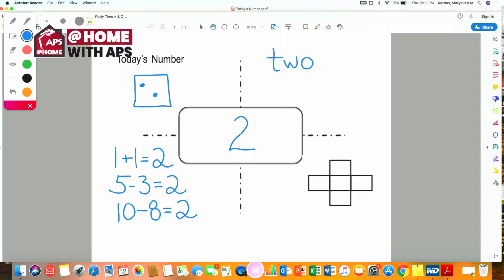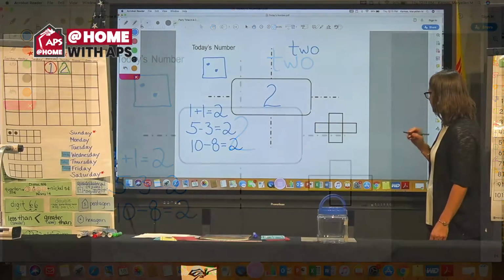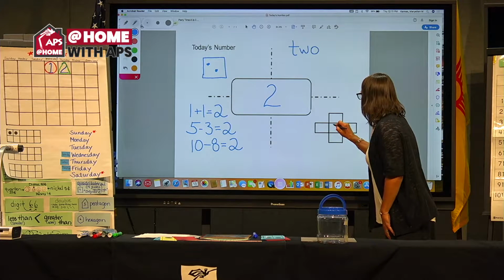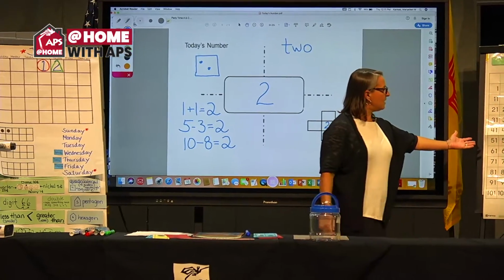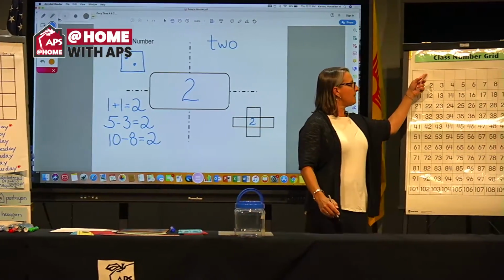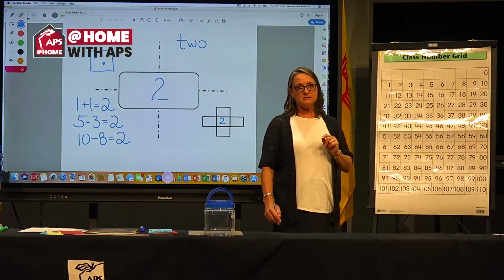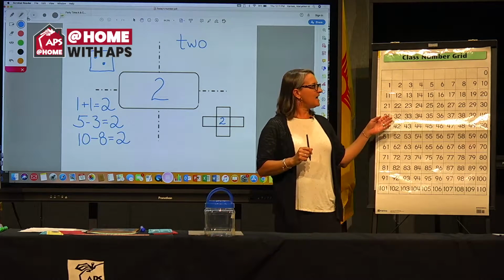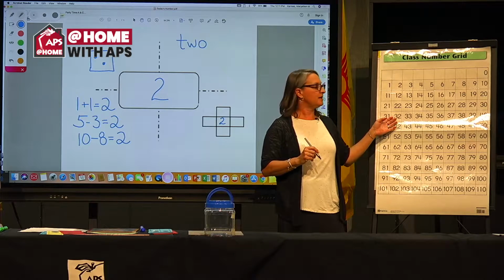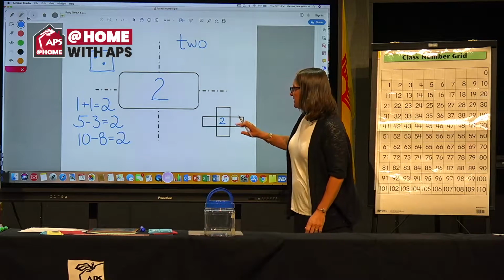All right. Let's go ahead and think about now 2 on our hundreds chart. So we're going to write 2 here. And we have our hundreds chart to help us. Can we jump back 10 to fill in the square above 2? Not on this hundreds chart, can we? So we're going to leave this blank.